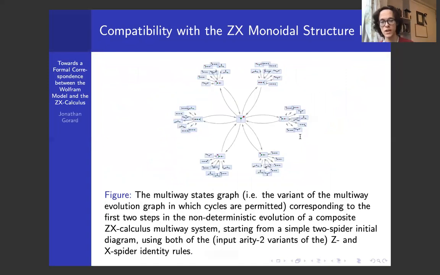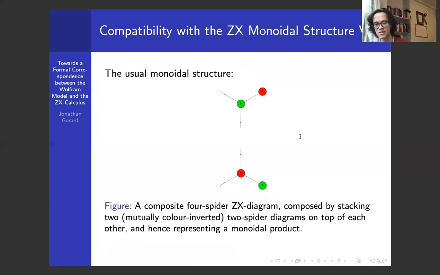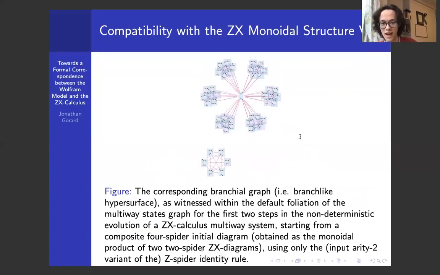Then we could apply both rules in parallel. So we take essentially the multiway monoidal product, and we get this associated branchial graph. But if we then took the monoidal product of the ZX diagrams in the usual way by stacking them on top of each other, you would get, as it turns out, an isomorphic multiway evolution graph and an isomorphic branchial graph. And again, testing this over several thousand examples of diagrams of different sizes and rewriting rules of different kinds, it seemed to be correct.